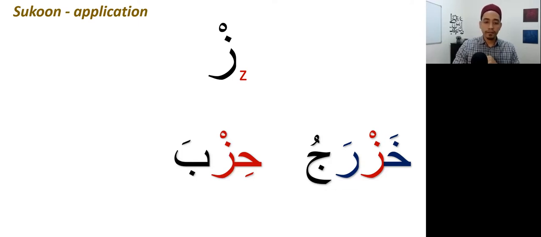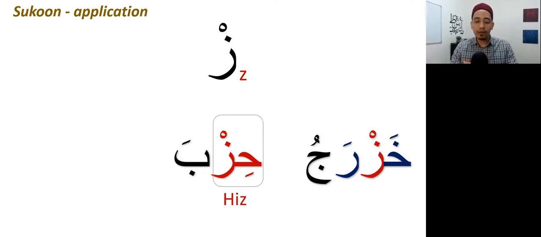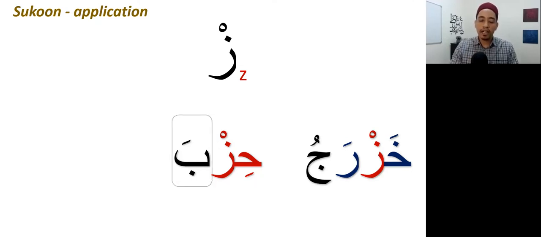Okay. Again, letter zay, before it is a ha with a kasra. It's going to be his, hi plus z is one syllable. His, his, his ba, his ba.